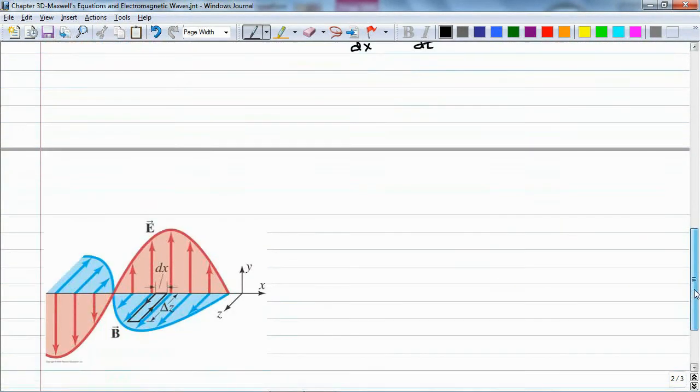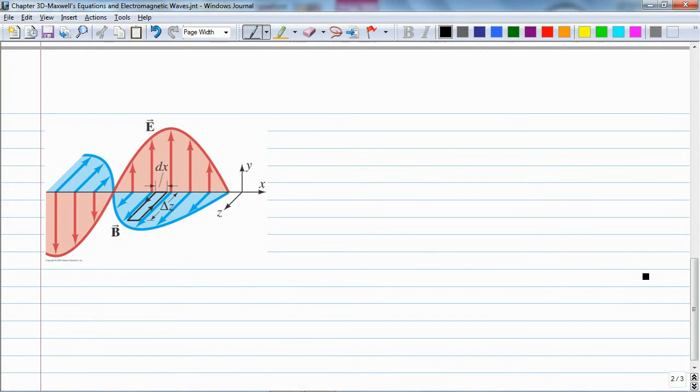Now let's look at it in terms of Ampere's law. Here I have no enclosed constant currents, so Ampere's law is going to be line integral of the magnetic field dot differential length is equal to mu naught epsilon naught d electric field flux dt.